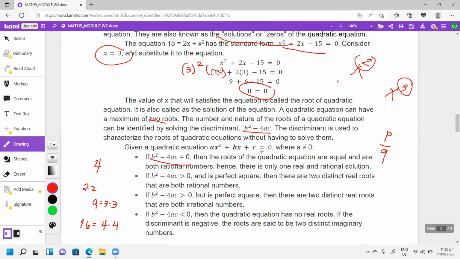And if b squared minus 4ac is greater than 0 but is not a perfect square, then there are two distinct real roots that are both irrational. Then also, if b squared minus 4ac is less than 0, then the quadratic equation has no real roots. If the discriminant is negative, the roots are said to be two distinct imaginary numbers.